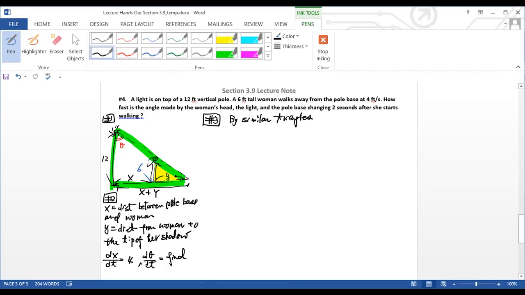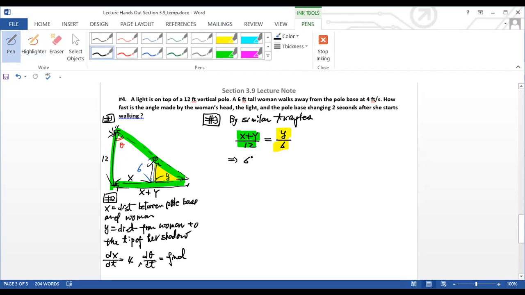So x plus y over 12, this is for my green triangle, right? Let me try color coding that. x plus y is this side. Compared to the small triangle, that is y. And the 12 here, compared to the yellow, is 6, right? So by similar triangles, that's how I get these ratios. After you get this ratio, then you can solve it.